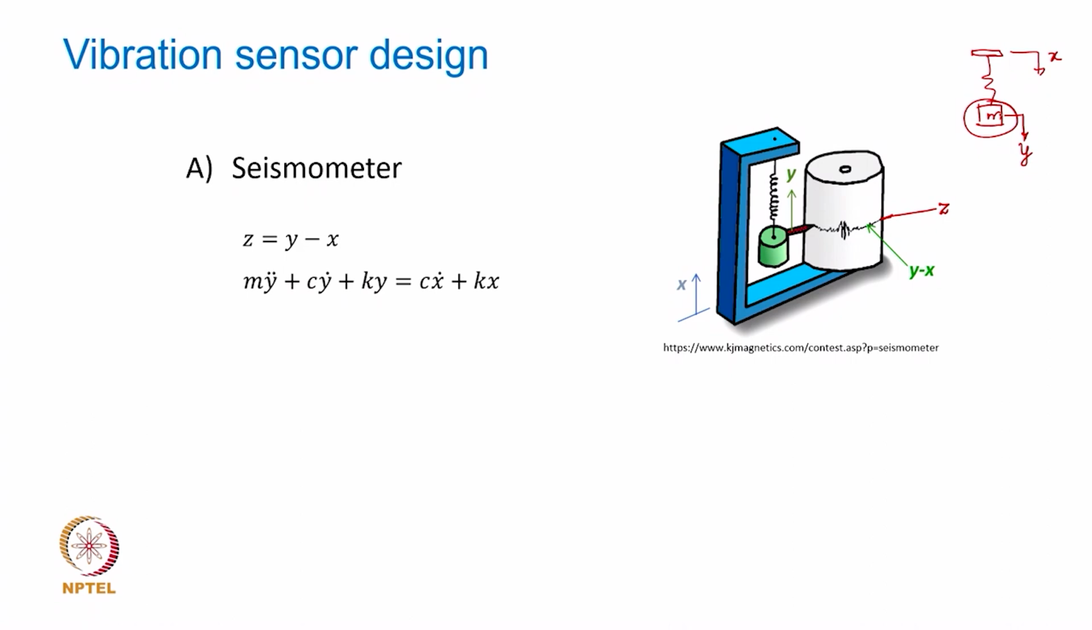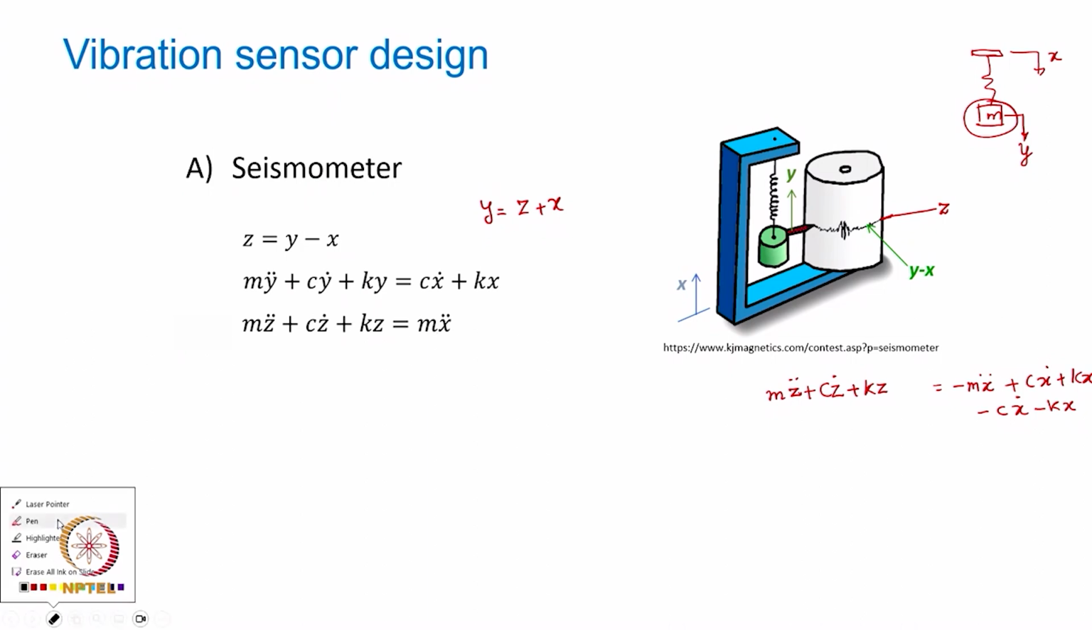Now, I replace y by the relative displacement z. So, y is going to be equal to z plus x. So, m y double dot becomes m z double dot, and I will take m x double dot to the right hand side. Then you have c z dot plus k z, plus c x dot plus k x which we already had, and then minus c x dot minus k x. So, by substituting for z, I get this expression. This m x double dot should have been minus m x double dot.